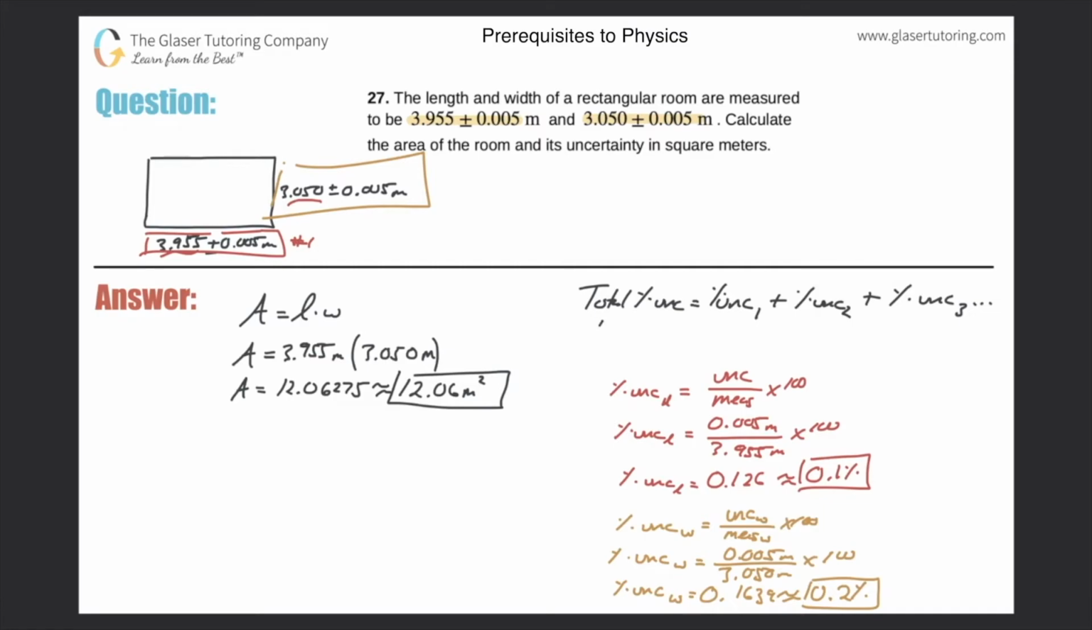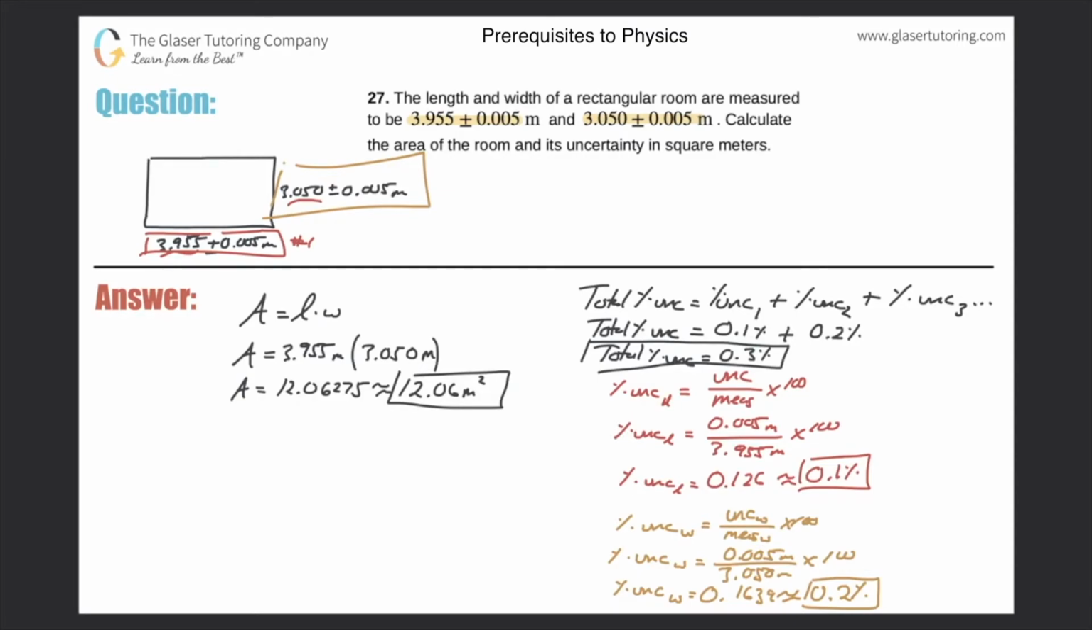Great. So we found the percent uncertainty associated with the length and the percent uncertainty associated with the width. Now we can finally find the total percent uncertainty associated with both the length and the width. The reason we need both is because we calculated the area, and the area included the length and the width. The percent uncertainty of the length was 0.1%, and the percent uncertainty associated with the width was 0.2%. So adding those together, we get the total percent uncertainty to be 0.3%.